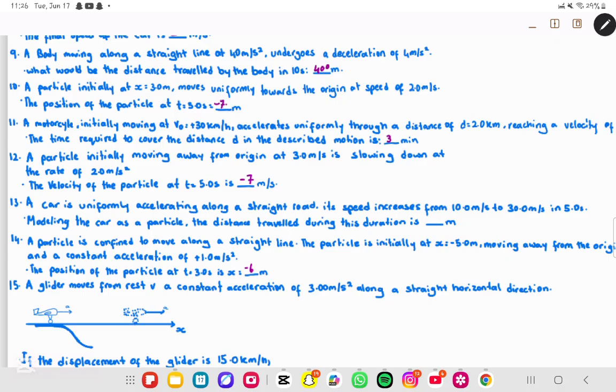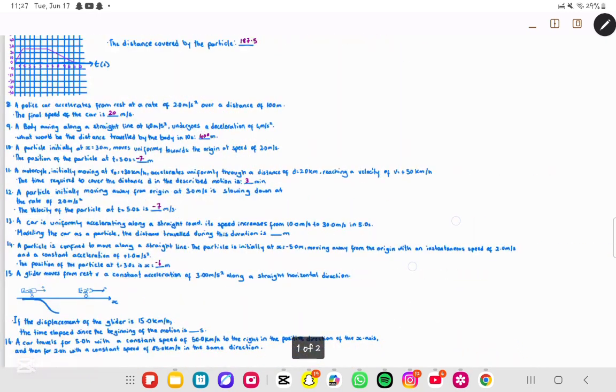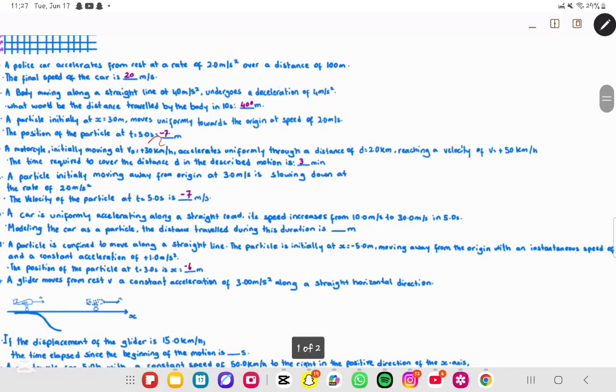A motorcycle initially moving at velocity initial 30 kilometers per hour accelerates uniformly through a distance of 2 kilometers, reaching a velocity final. We have velocity initial here, and the distance is the displacement. They want the time required to cover the distance d in the prescribed motion.